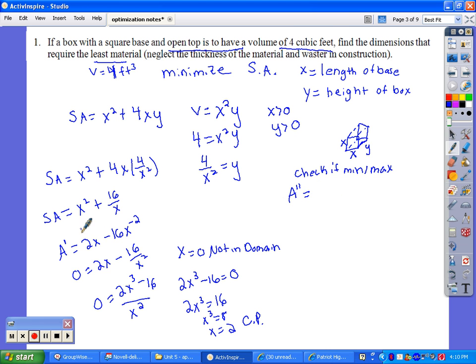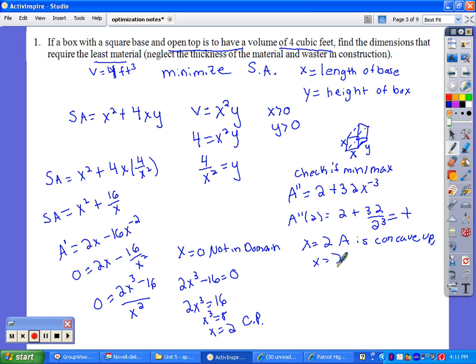Okay, so the second derivative is 2, and then again this is negative 16 times x to the negative second, so I'm going to have plus 32 x to the negative 3, and I'm going to find A double prime of 2, so I'm going to have 2 plus 32 divided by 2 cubed, and this is going to be a positive, so that means at x equals 2, A is concave up, and x equals 2 is a minimum. You always have to check that.